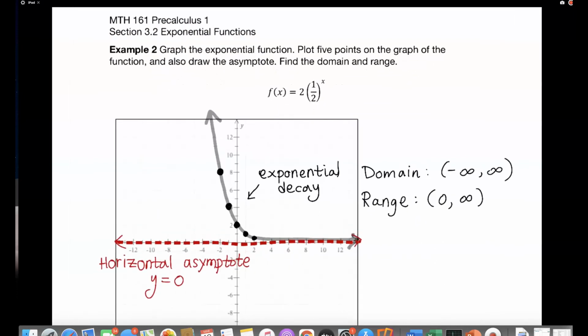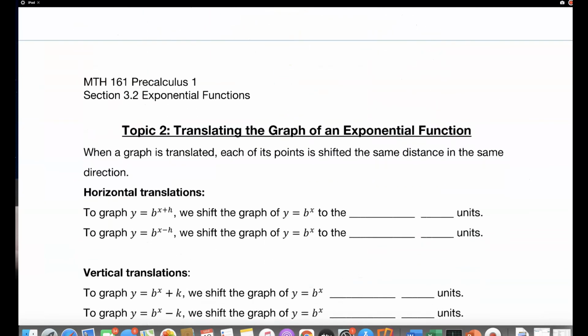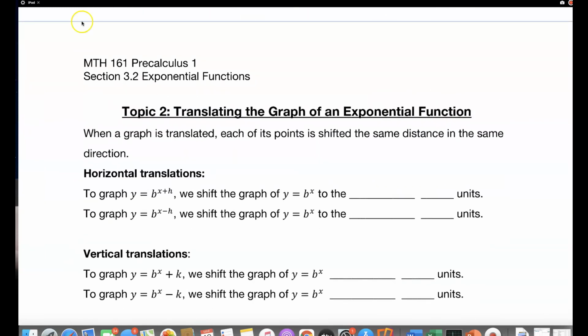So that's enough for this graphing problem. We got the domain and range. I will come back and talk about translating the graph of rational functions in the next video.